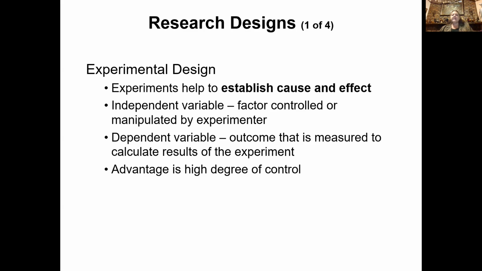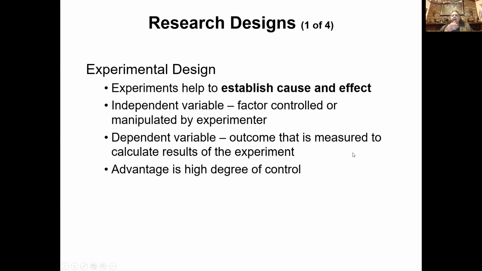For our experimental design, we have to have an independent variable and a dependent variable. The independent variable is the factor that is controlled and manipulated by the experimenter. The dependent variable is the outcome that is measured to calculate the results of the experiment.